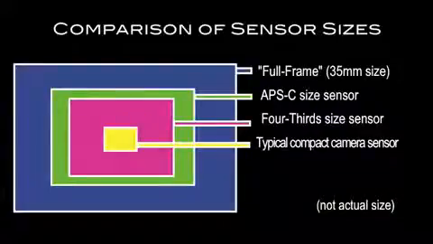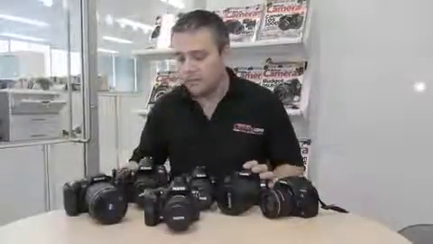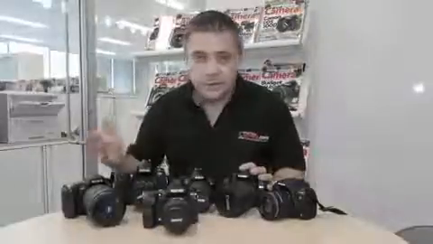Some professional cameras have a full frame sensor such as this one, which is a sensor which is the same dimensions as 35mm film. One of the benefits of a full frame sensor is that you can use your lenses from 35mm on these cameras, and the focal length remains exactly the same.